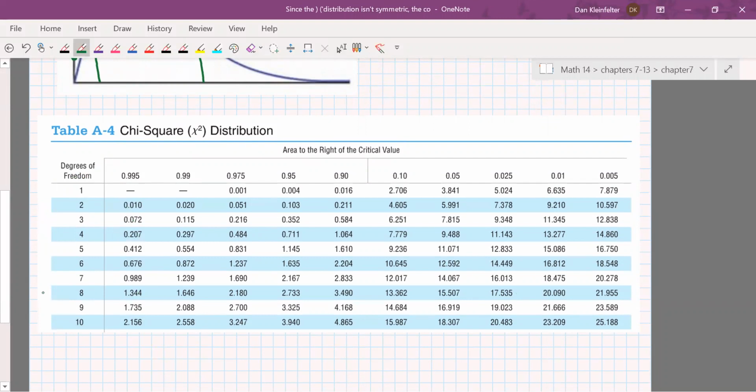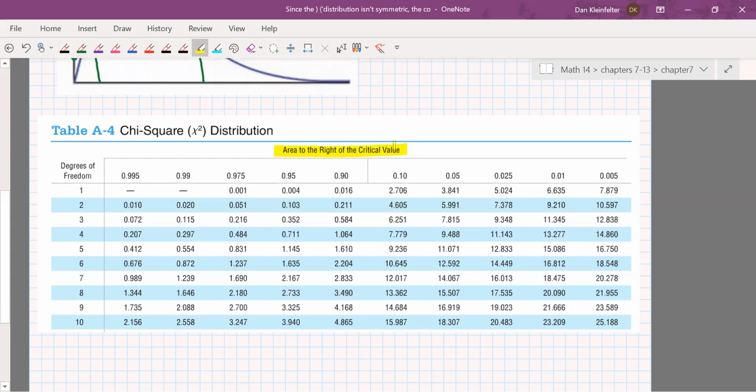And then the columns are areas. Notice the first 5 columns, there's a separator in the table that separates from the second 5 columns. In the first 5 columns, they range from 0.90 up to 0.995. And then in the last 5 columns, it ranges from 0.005 to 0.10. And this table always tells you the area to the right of the critical value.